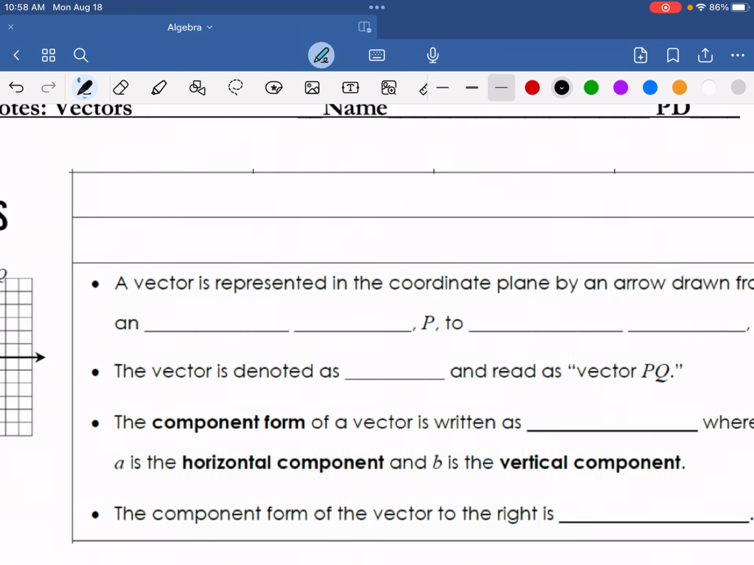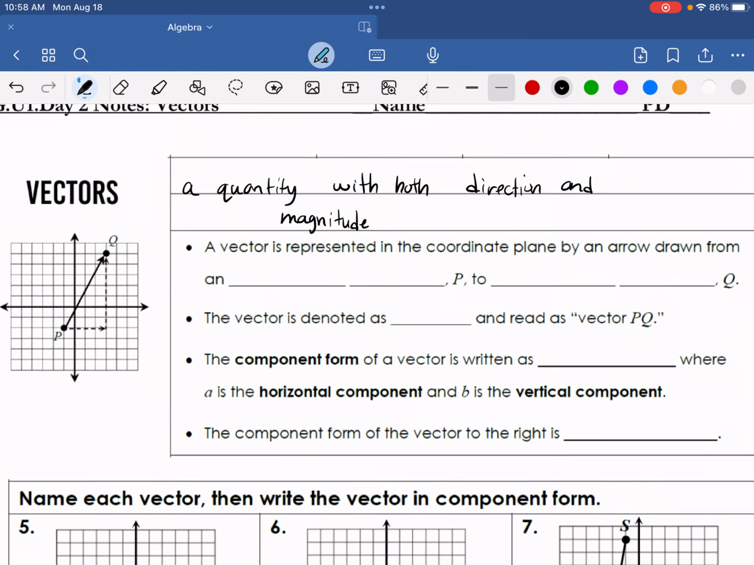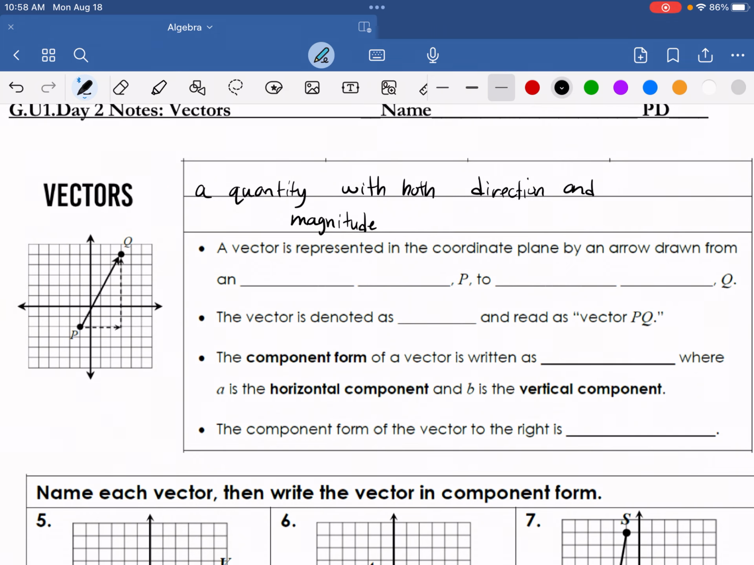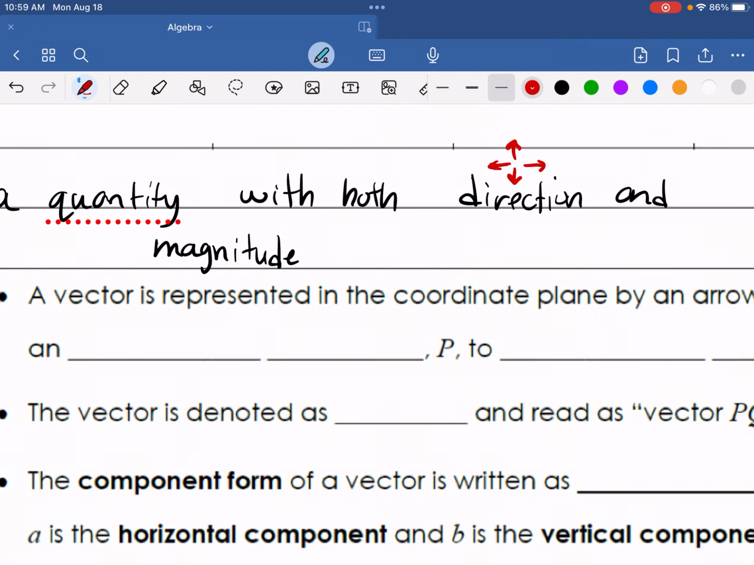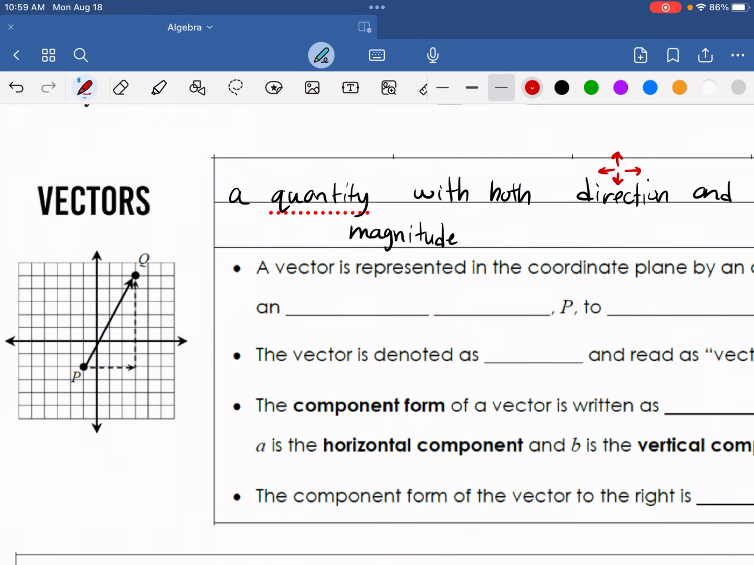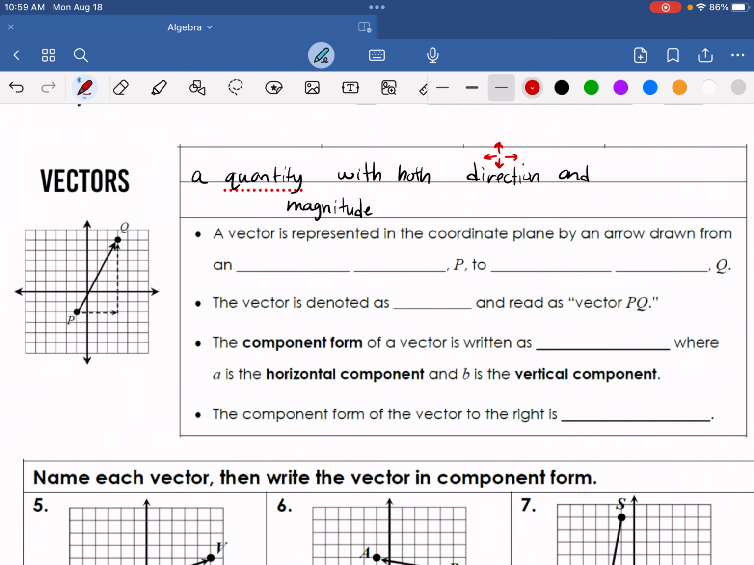So a vector is a quantity with both direction and magnitude. So just like in the movie, it's a quantity with both direction and magnitude. Direction, what do we mean by direction? Left, right, up, or down. And magnitude means how far. So it's literally still the same thing. We are moving a shape left, right, up, down. And then we have to know how far. So that's all it is.